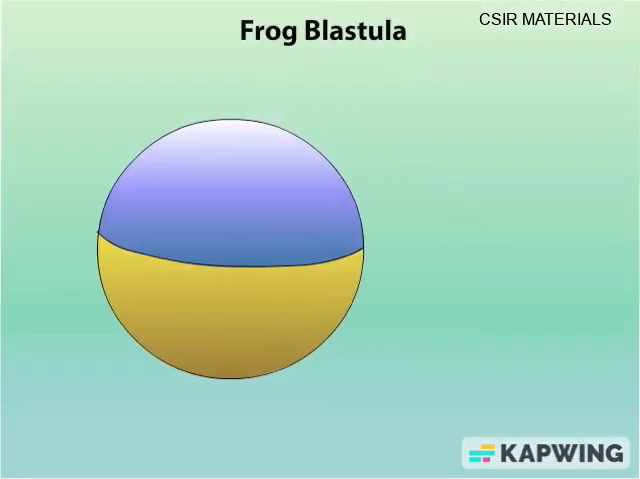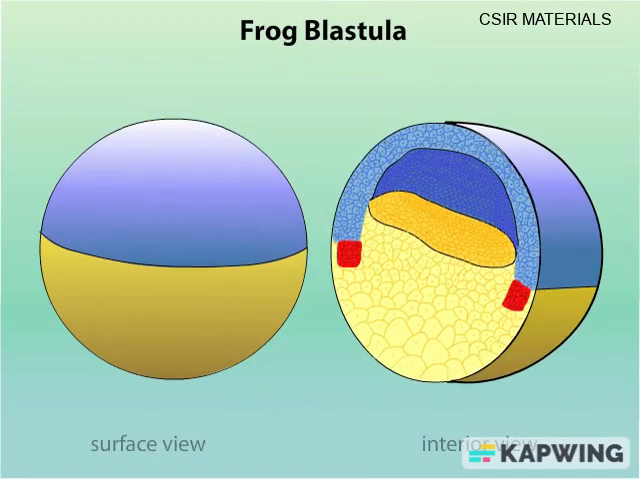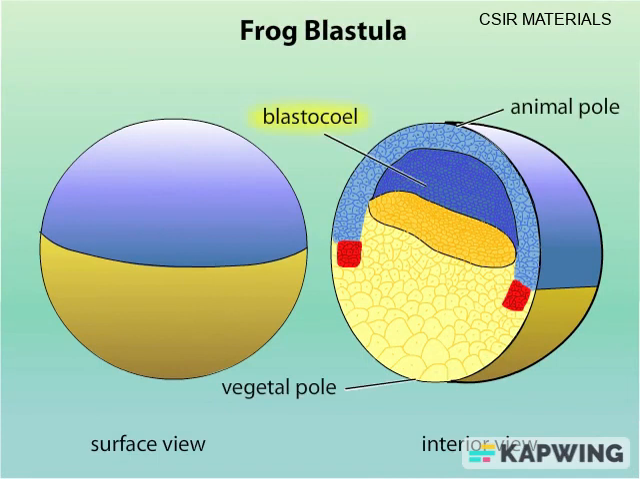If we look at a cross-section of an embryo of the frog Xenopus, we can see that at this point it is a ball of cells with a fluid-filled cavity. The cavity is the blastocoel, and the embryo is currently in the blastula stage of development. A blastula contains large yolk-filled cells at the vegetal pole and smaller cells at the animal pole.